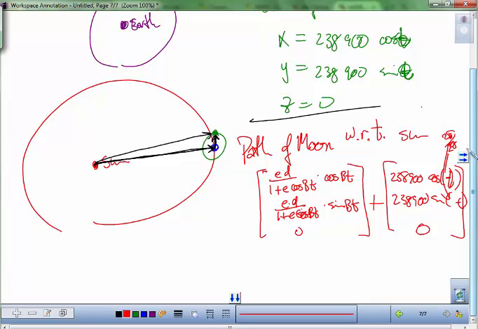So if we multiply t by 2 pi over 28, then our period for the moon going around the Earth is 28 days. Okay? So here's your vector-valued function to show the path of the moon as the Earth goes around the sun.